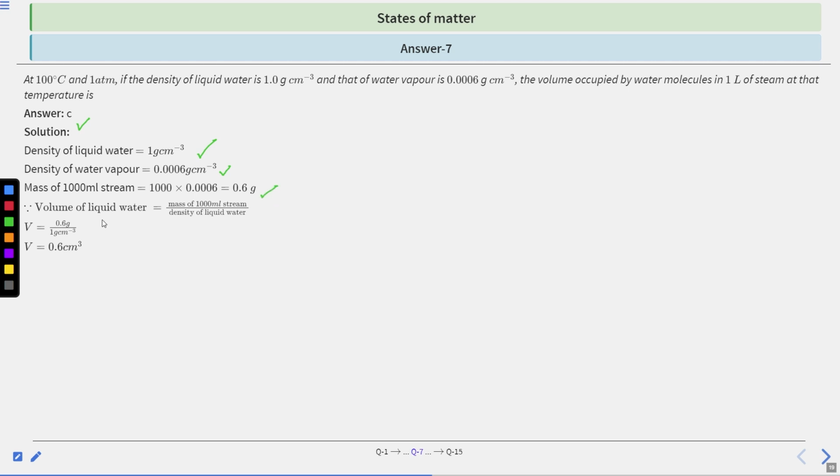Therefore, the volume of liquid water will be equal to the mass of 1000 milliliter steam upon the density of liquid water. So the volume will be equal to 0.6 gram upon 1 gram per cubic centimeter. So the volume is coming out as 0.6 cubic centimeter. Hence, option C is the correct answer.